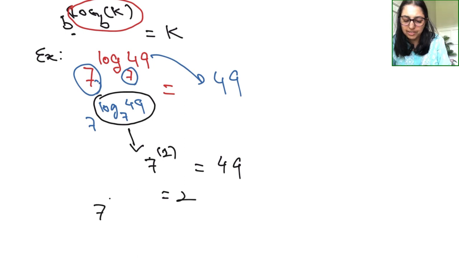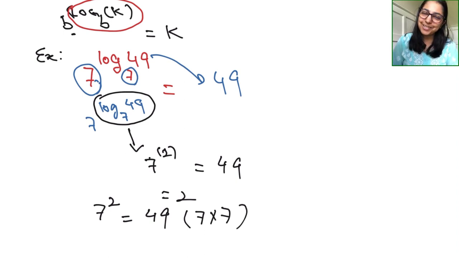So the answer to this is going to be 2. So what are we left with? 7 squared, which is nothing but 49, meaning 7 times 7. And that's exactly what it is here. All right. Okay, so simple property.